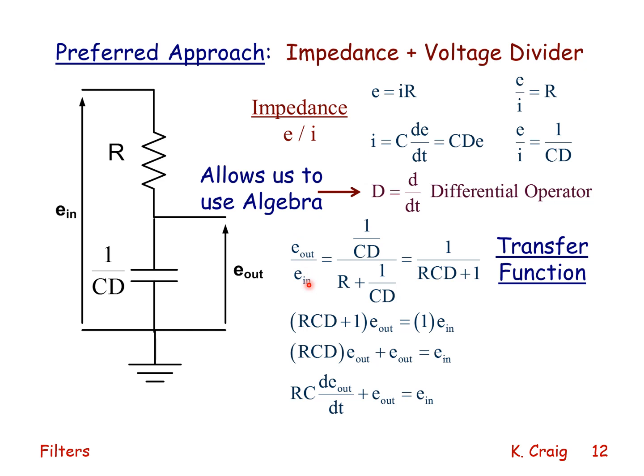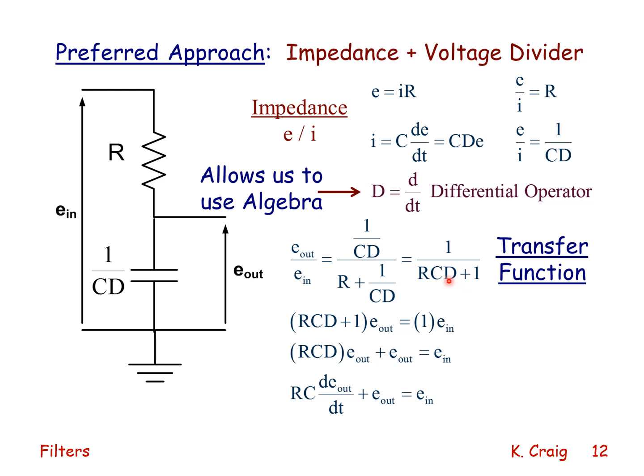So E out over E in equals 1 over CD over the sum of R plus 1 over CD, which if I simplify algebraically, I get 1 over RCD plus 1, which I call my transfer function. It's in terms of the differential operator, and the differential operator is algebraic.